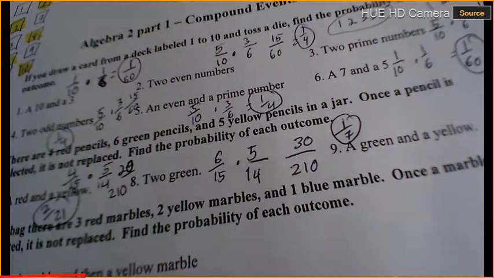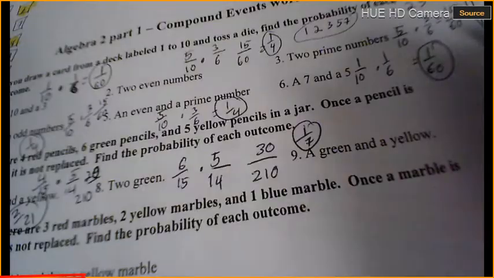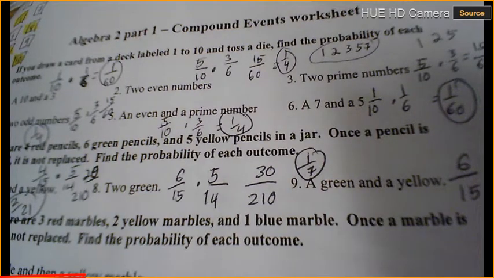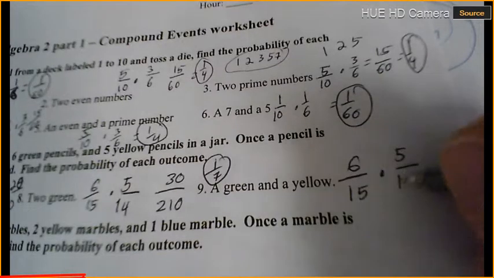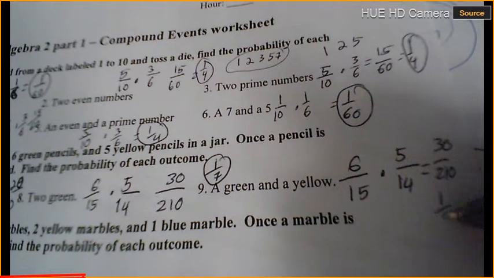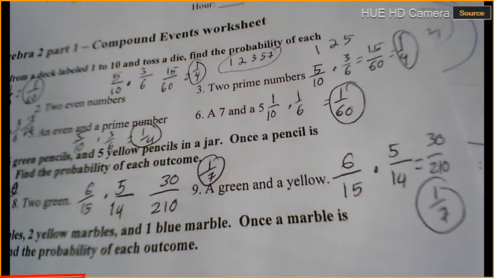Okay, number 9. How many green pencils are there? 6. And when I take my first draw, it's out of how many pencils? 15. Okay. Now I've got yellow pencils. How many yellow pencils do I have? But how many do I have to draw out of now? 14. Okay. 6 times 5 is 30. 15 times 14 is 210. And that reduces to 1/7. Okay, do I have questions about this?